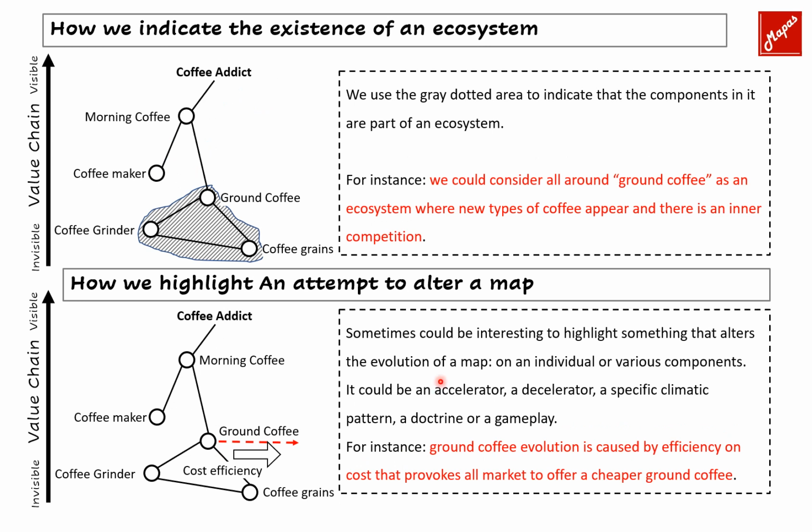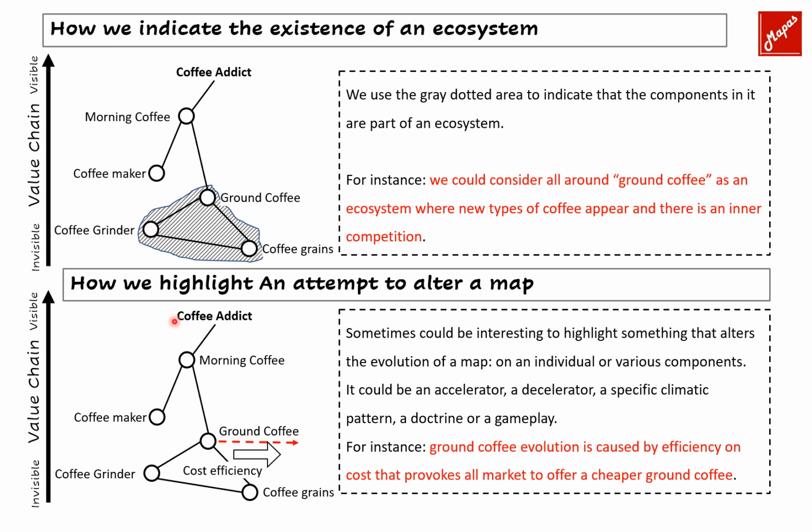How do we indicate the existence of an ecosystem? Well, we can use this symbol that is covering, in this case, 3 components of the map. We could consider all of ground coffee as an ecosystem where new types of coffee appear, and there is an inner competition between the companies providing these capabilities.